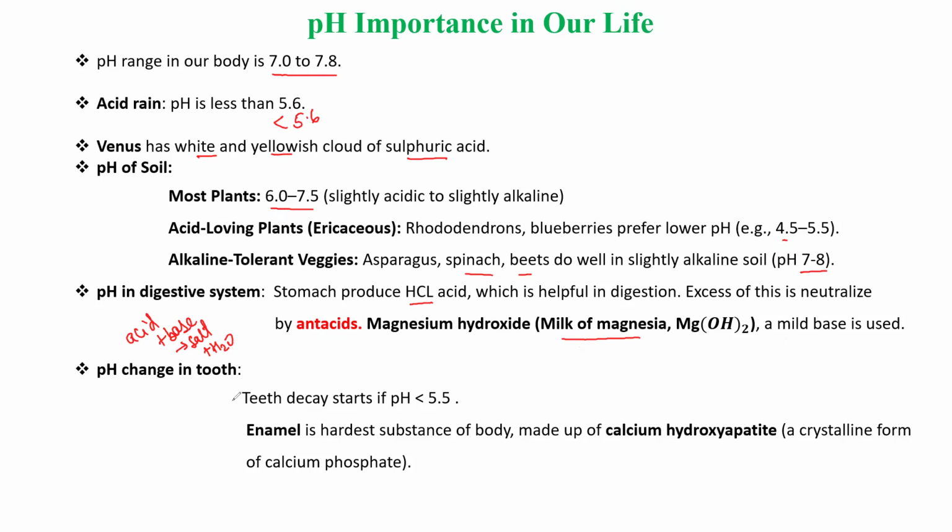And teeth, we clean our teeth every morning and even before sleeping. Teeth start to decay if the mouth becomes acidic, that means its pH value goes below 5.5. And enamel is the hardest substance of our body, which is available in the teeth, and it is made up of calcium hydroxyapatite. It is a crystal of calcium phosphate. So this is also very important, enamel. It is the hardest substance of the body.